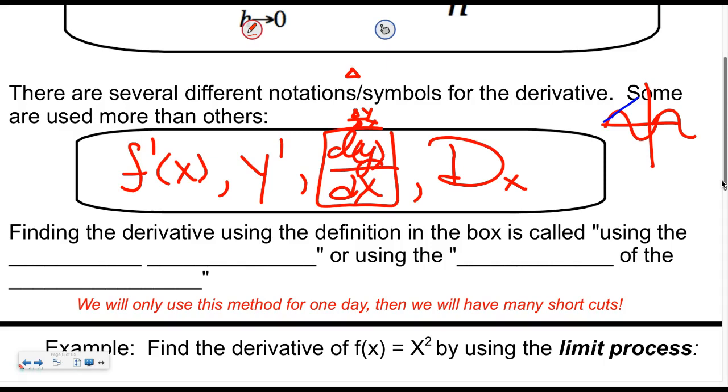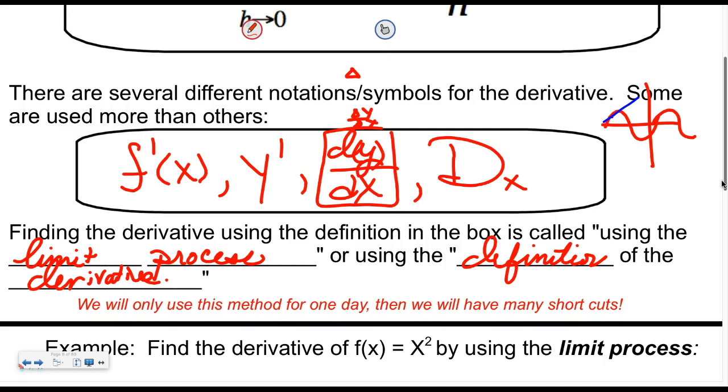And the question for our whole chapter is, how do we find it? And in this section only, we're going to do it using what we call the limit process. It's kind of a pain, lots of algebra. You're actually going to force the secant line to match up and be the tangent line algebraically. But then we're going to have shortcuts. So that says limit process or using the definition of the derivative.